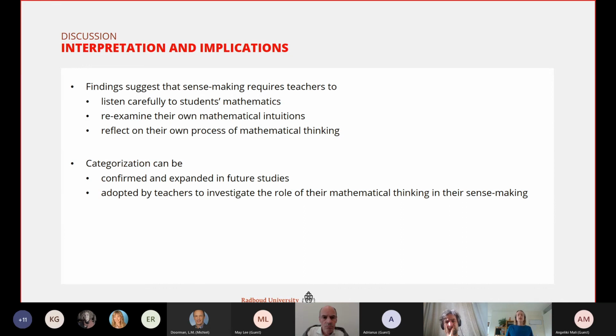Now for my final slide, these findings suggest that making sense of students' thinking requires teachers to, of course, listen very carefully to what their students are saying mathematically, but also to re-examine their own mathematical intuitions and to reflect on their own process of mathematical thinking. So teachers need a certain awareness of their own mathematical thinking to be able to make sense of their students' thinking.